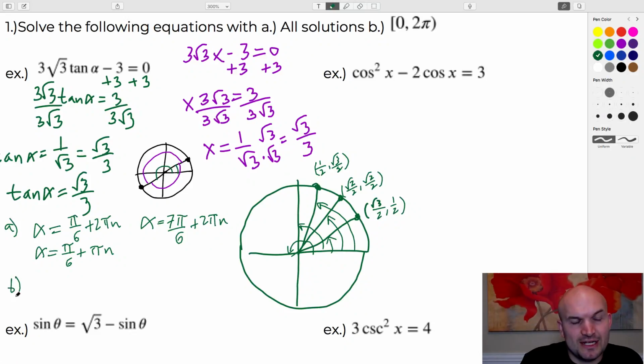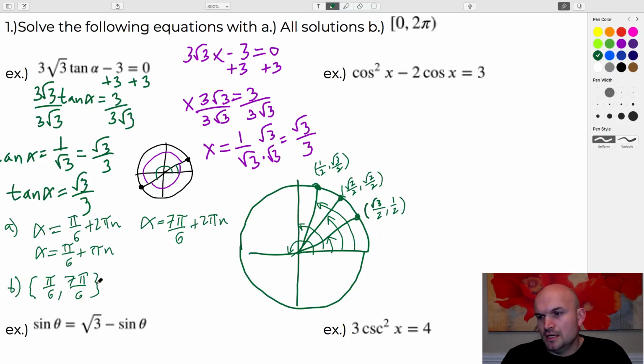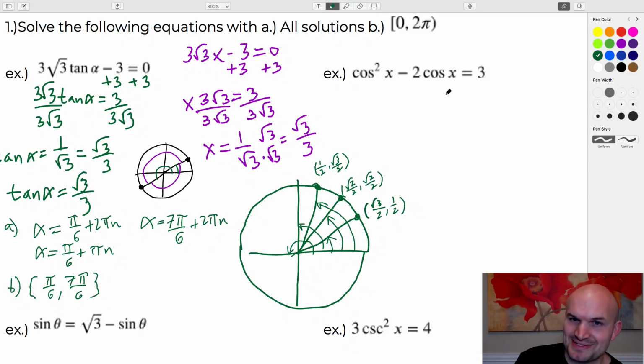Now, as far as finding all the angles between 0 and 2 pi, that's basically just looking at the angles in the unit circle, which I'm going to write as a solution set here: pi over 6 and 7 pi over 6. All right. So there you go. That's the first answer. Kind of took a little bit long on that one. Hopefully the rest of them don't take as long.